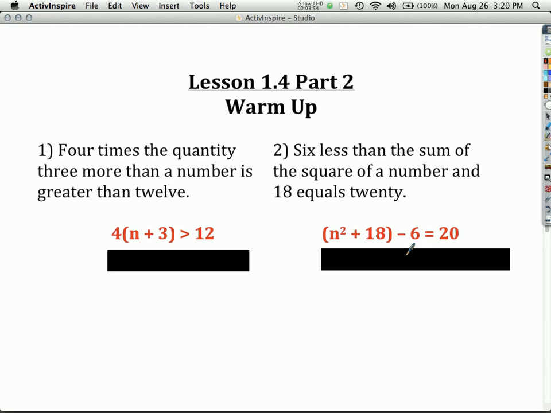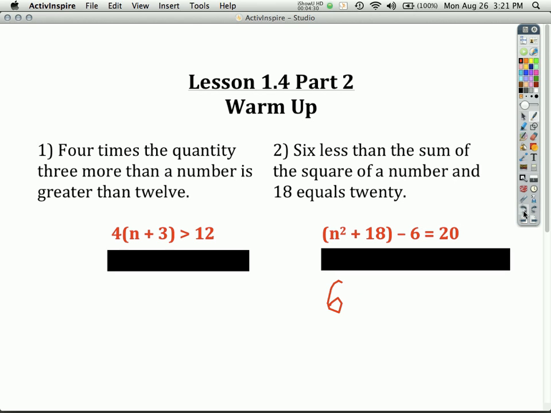Does it matter if you put it in a different order? Which question and what? For number 1, I put 3 plus n instead of n plus 3. That's the same thing. And for number 2, I put n squared plus 18 after. Okay, well in that case, it does make a difference. Okay? So you have 6 minus the n squared plus 18. Unfortunately, that is incorrect. And we spoke a little bit about that phrase less than.